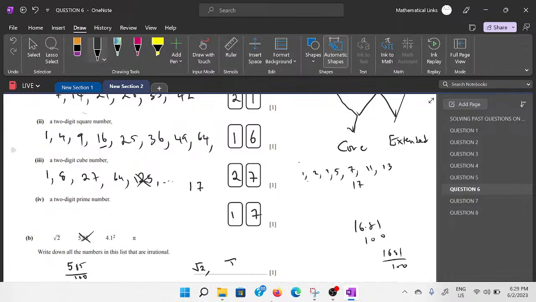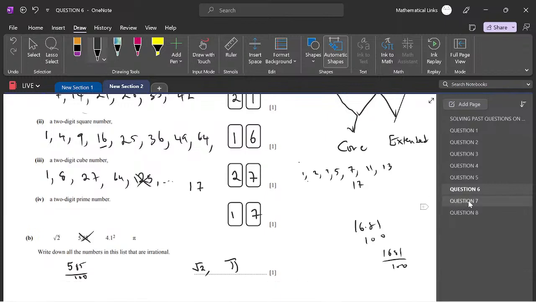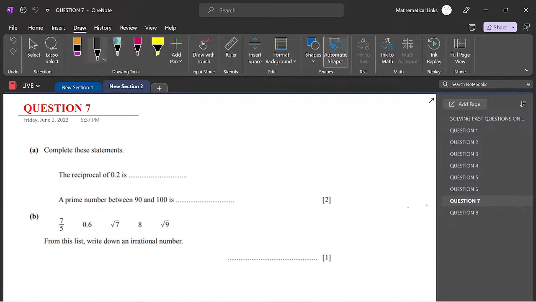So the second one will be pi here, because it is a non-recurring, non-terminating decimal number. So these are the two irrational numbers there. It's already 6:30 here, so let's quickly look into the remaining two, and that will be the end of the live lesson. Okay, so complete these statements.